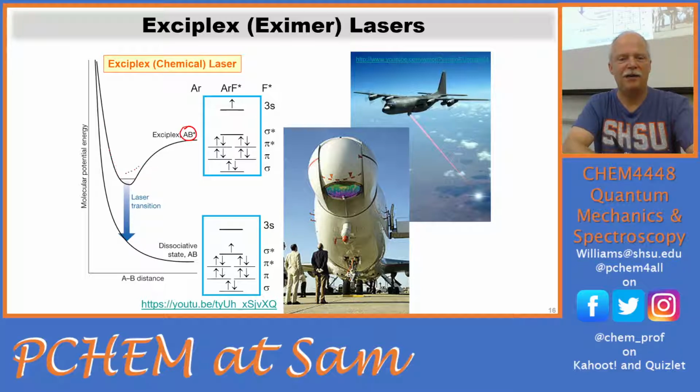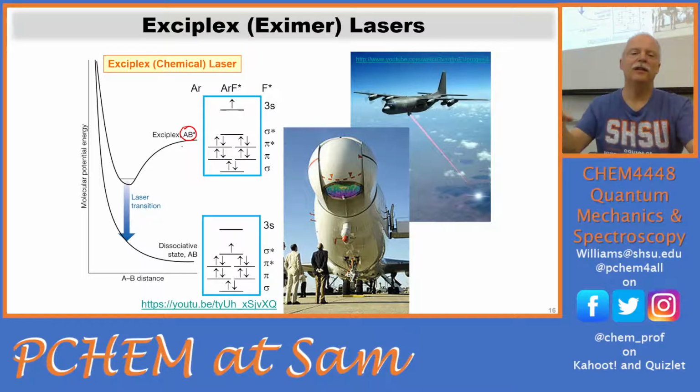You see how that's bound? It has this dip here. But when that fluorine is no longer excited, then you have an unbound state and it dissociates. So there is no ground state. The ground state for an argon-fluorine bond is not bound. So there is no ground state argon-fluorine molecule. It only exists in the excited state. So that's why we call it an excited complex, or Exciplex laser, or excited dimer, an argon-fluorine dimer.